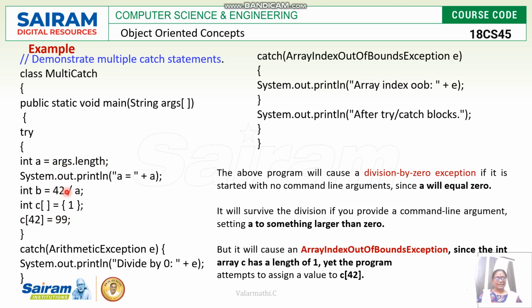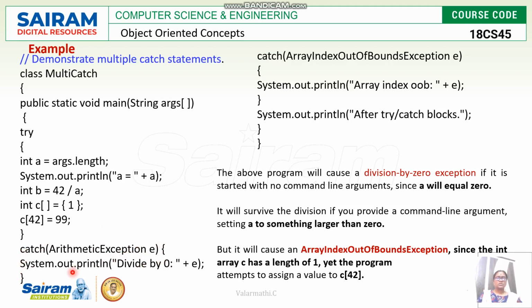Are these codes correct? No. So these codes are not correct, and the corresponding exceptions should be raised and caught. We know what kind of exceptions can arise: here ArithmeticException, because divide by 0 is one of the cases. And then c of 42 is equal to 99. See, c is defined without any size, so here an ArrayIndexOutOfBounds exception will obviously occur. So that's what the ArrayIndexOutOfBounds catch is written for. According to this case, two major exceptions can be caught, so two catch clauses are written.